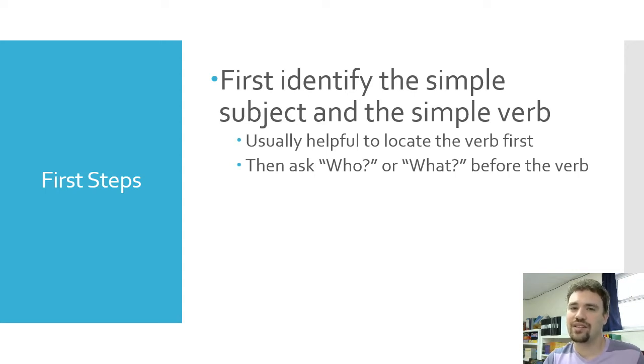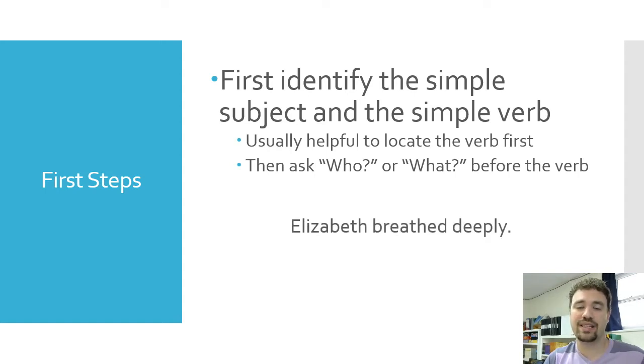All right, so let's just do a little more practice identifying the simple subject and the simple verb with some sample sentences. Here's a very basic sentence, and it's a pretty easy one to identify. So my action word here is breathed. So that's going to be my verb. And then I can ask the question, who or what, before the verb breathed. So who breathed? There's an answer to that question. Elizabeth breathed. All right, so now I've identified my subject and my verb.